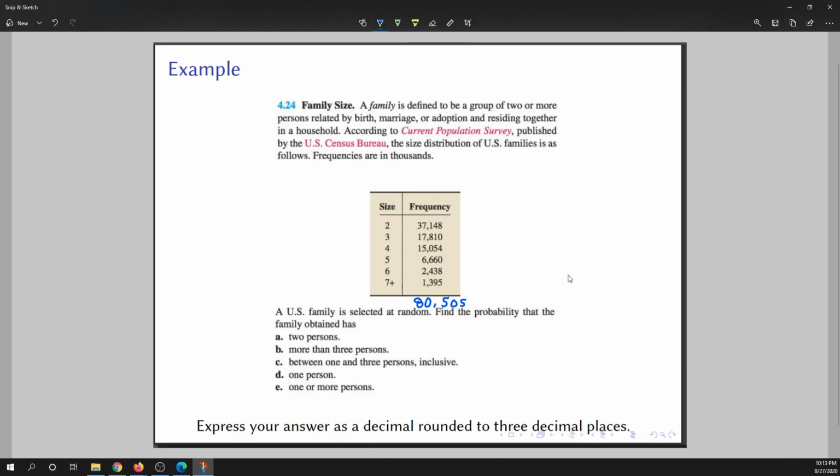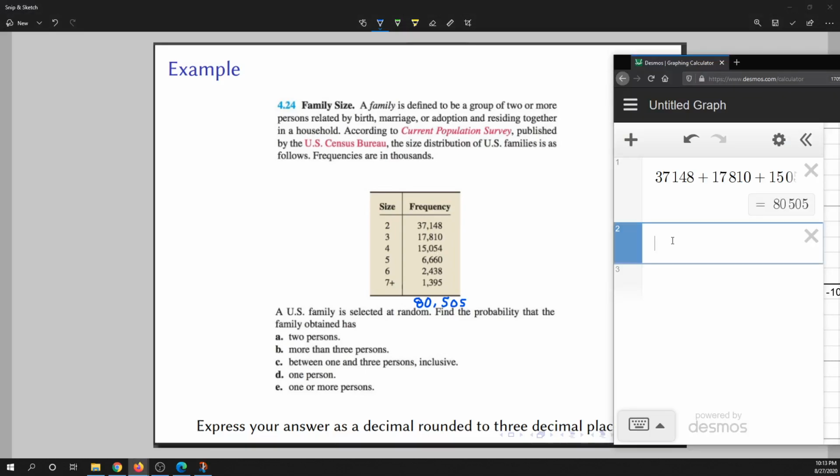All right, and now you may say, hey, well, wait a second. This is supposed to be all U.S. families, right? It's a census or whatever. Remember, this is in thousands, right? And so that's not the real number. The real number is 80,505 times 1,000, right? That's the real number right here. But the numbers are really big. They'll just report it in thousands or something like that. And so you may say, well, isn't that going to affect how I do this problem?